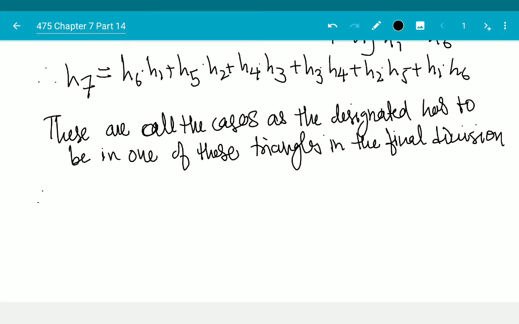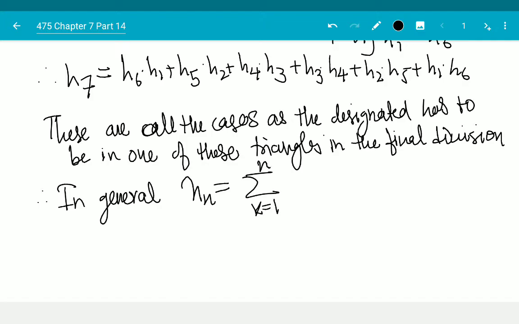In general, therefore, h of n is going to be the summation k is equal to 1 to n of h of k into h of n minus k plus 1, right? k greater than or equal to 1. And h of 1 is equal to 1.